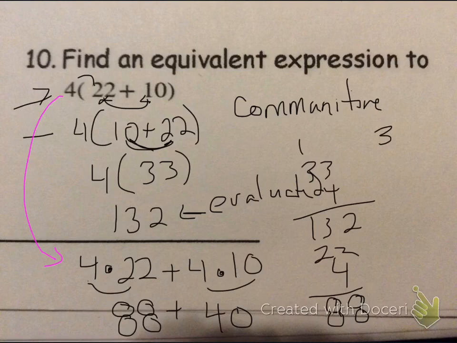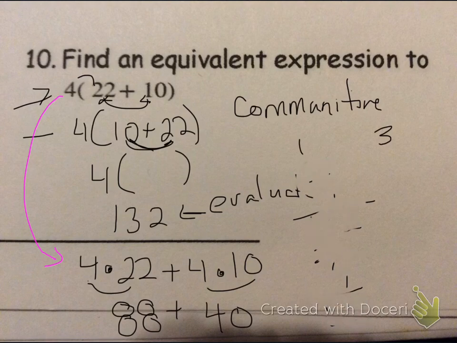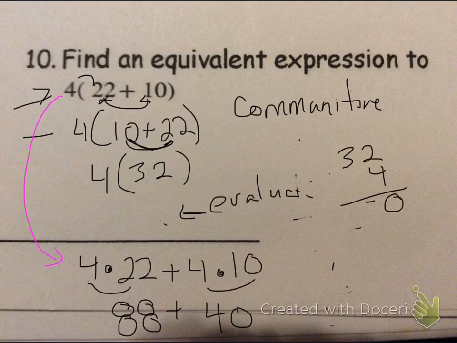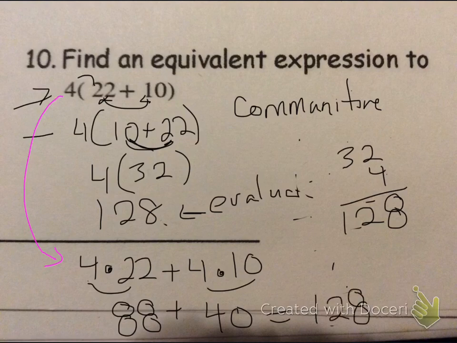This 10 plus 22. See, this is why we need to check our work. 10 plus 22 is not 33, it's 32. And if it's 32, when I multiply the 4 and the 32 times 4, I get an 8. 4 times 3 is 12, 128 as an evaluation, which now makes sense because this way works out to 128 as well. Hopefully you caught my mistake up here and started going, what are you doing?